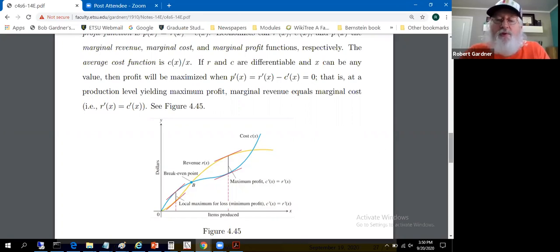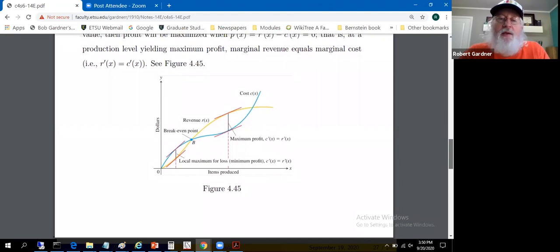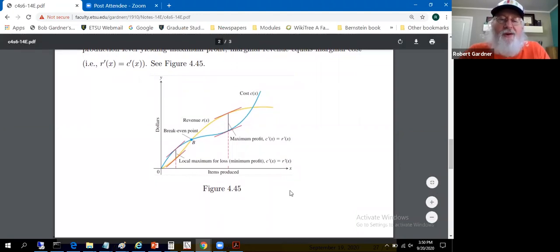So there's some show-offy words from another setting. You get extreme values where the derivative is 0.